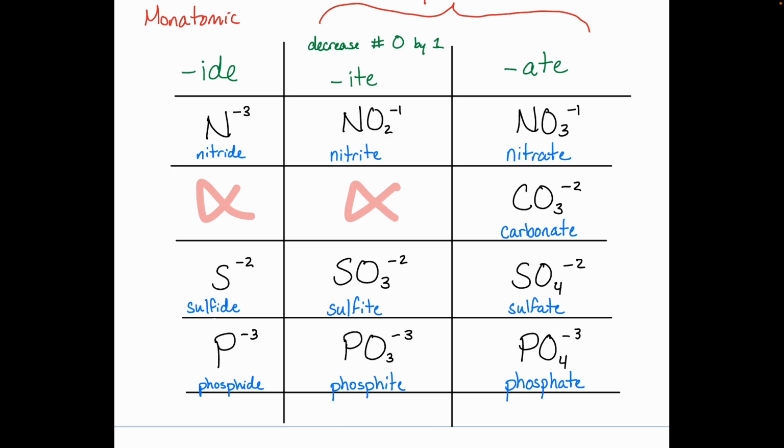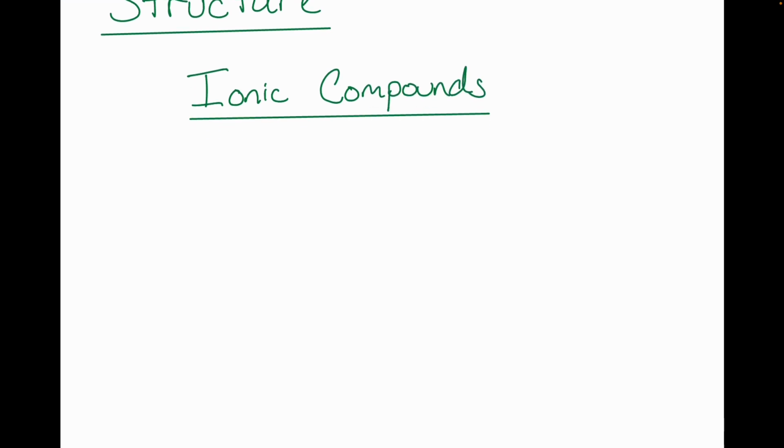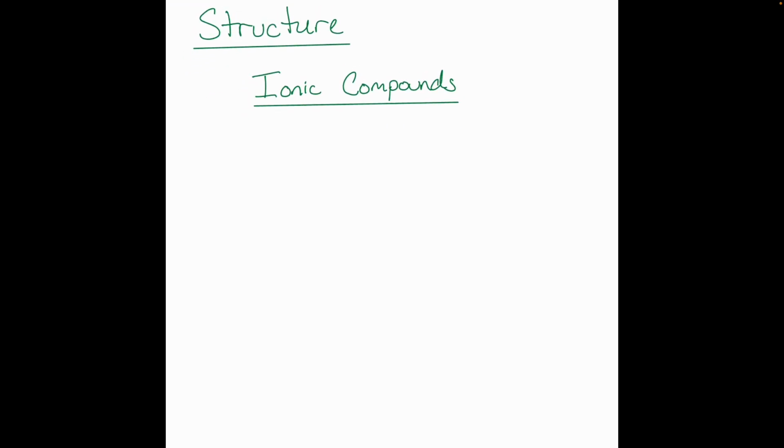All right, so we're going to switch gears and start talking about covalent compounds here in a second. But before we do that, and rather how we're going to segue into that, is we're going to look at the structure of these two different types of compounds. All right, so by that I mean the structure of ionic compounds and how they compare to the structure of covalent compounds.